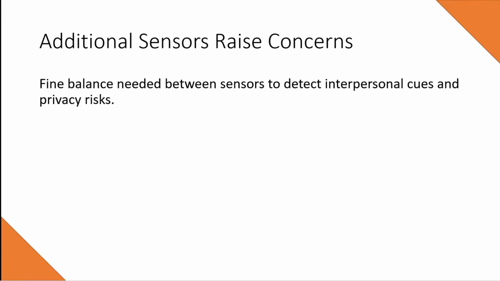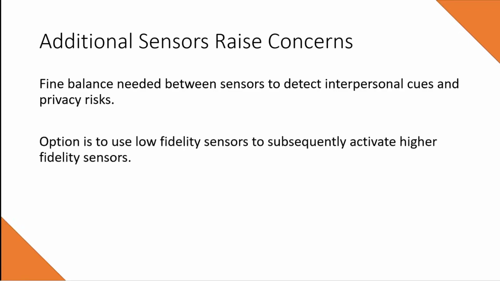Lastly, many participants talked about privacy concerns with the new controls, which raises a paradoxical question. To use interpersonal cues as privacy controls, you need a sensor to be able to measure these controls, a sensor which in and of itself raises additional privacy concerns. There is a fine balance to strike between measuring interpersonal cues and not creating additional risks. Options need to be developed that strike this right balance.